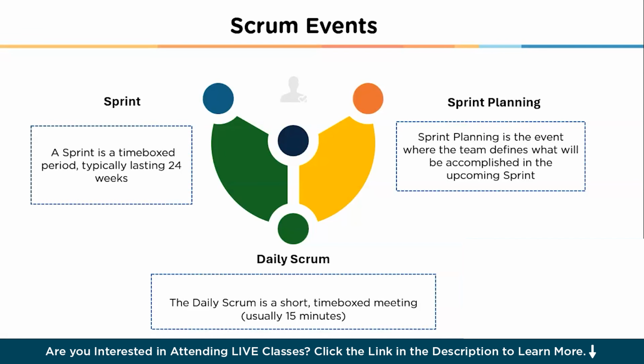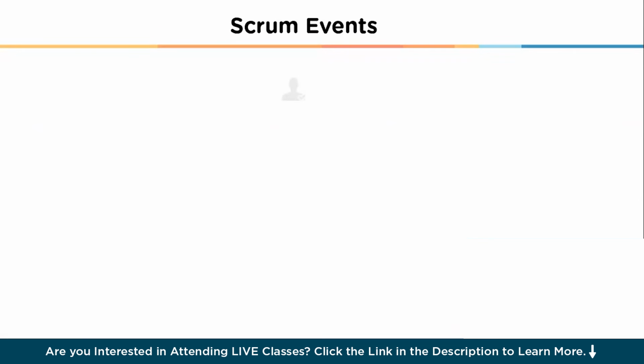Each team member shares what they did the previous day, what they plan to do today, and any issues they are facing. The Daily Scrum promotes transparency and accountability, ensuring that everyone is aligned and aware of the team status. It also provides an opportunity to quickly address and resolve impediments, keeping the team on track to achieve the sprint goal.